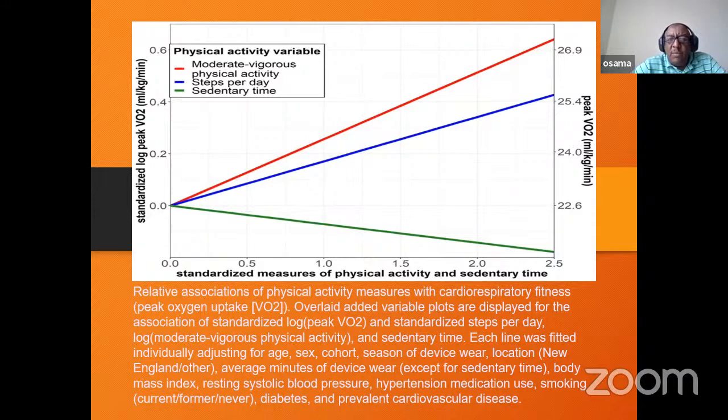overlaid added variable plots are displayed for the association of standardized log steps per day, log moderate vigorous physical activity, and sedentary time. Each line was fitted individually, adjusting for age, sex, cohort, season of device wear, and location, New England, average minutes of device wear, body mass index, resting blood pressure, hypertension, medication use, smoking, diabetes, and prevalence of cardiovascular disease.